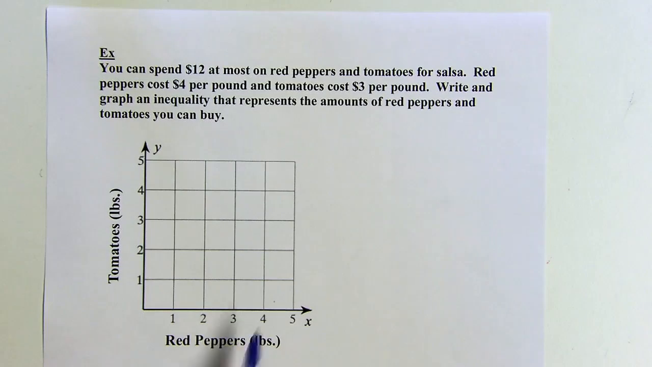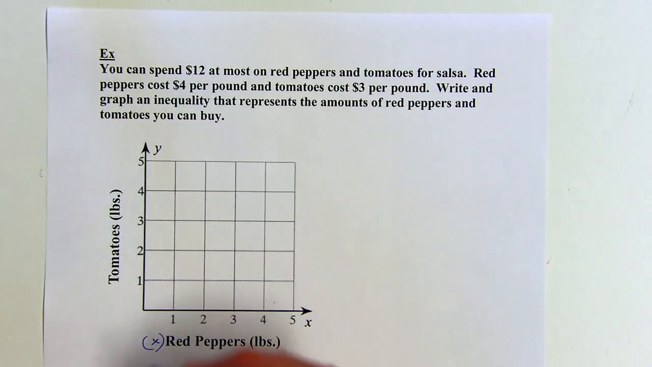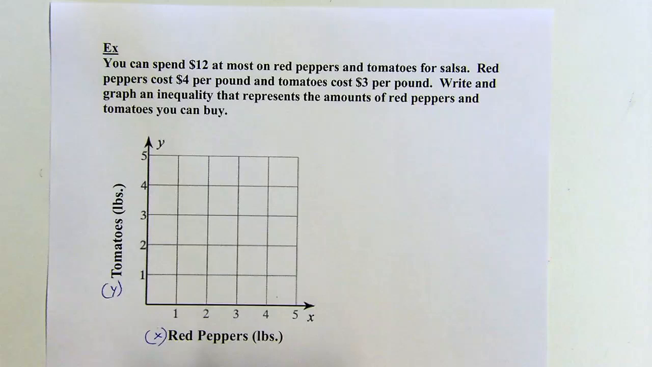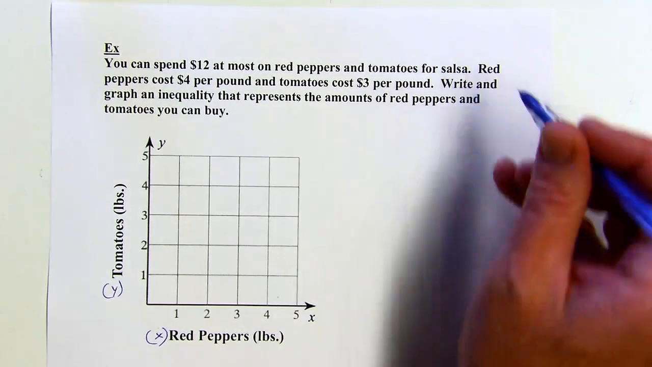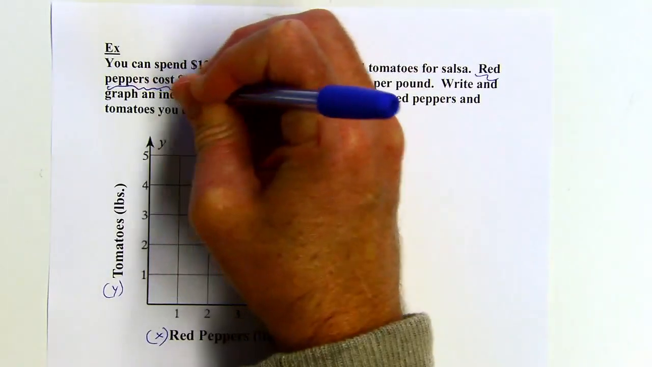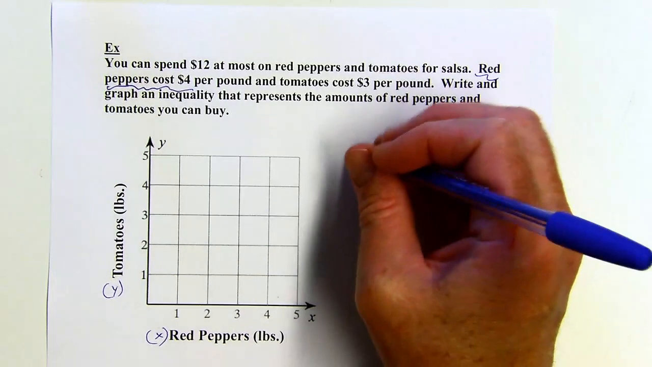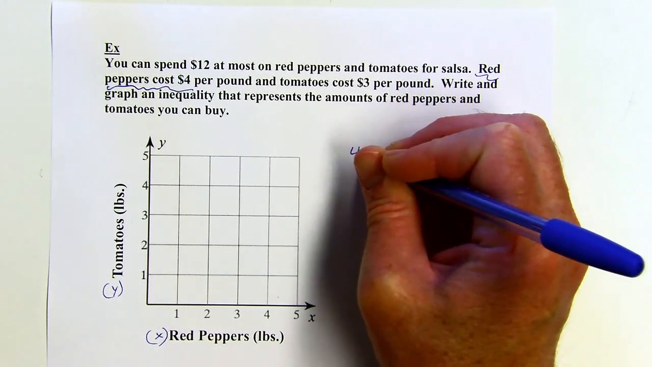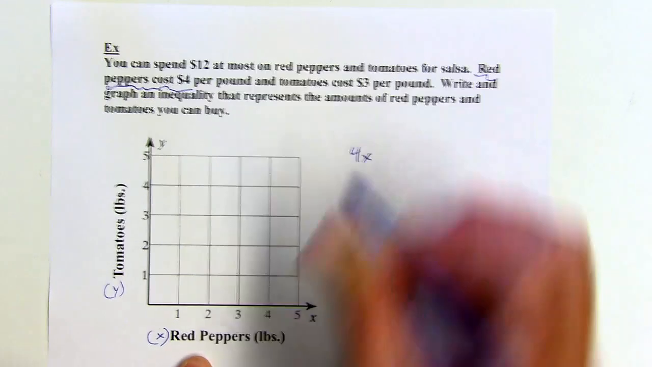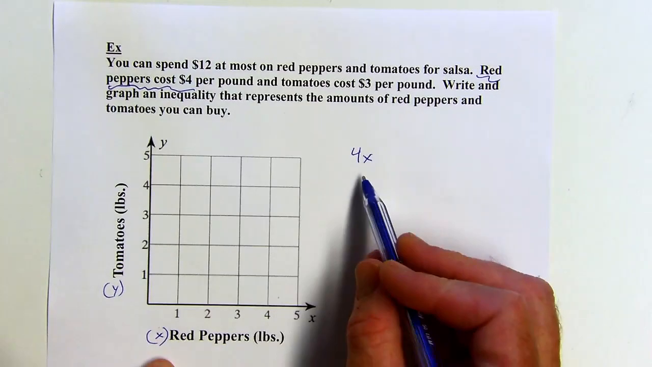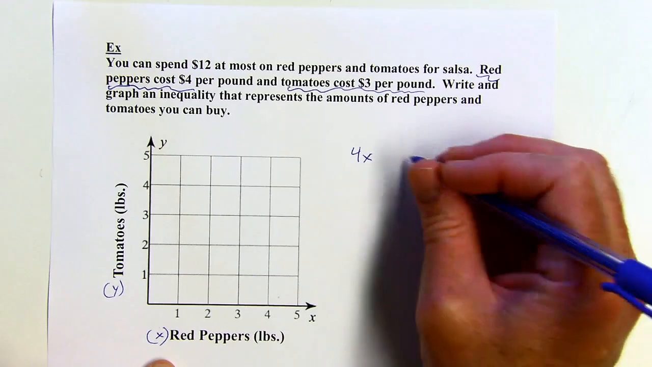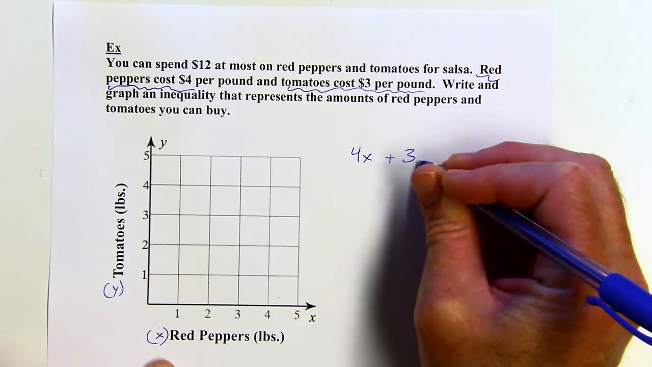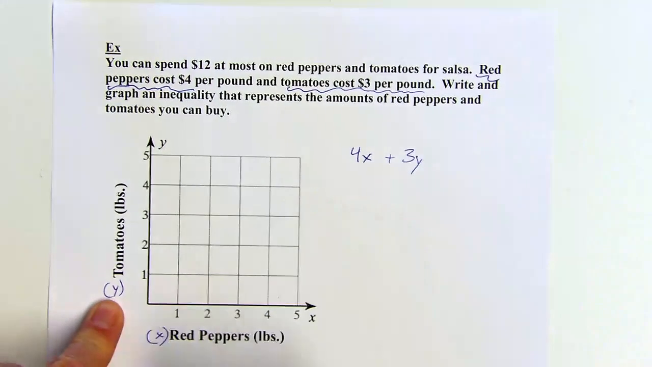Well, I can see red peppers is on the x-axis, so let's have this be our x, and then tomatoes is on the y-axis, so tomatoes can be the y, okay? So let's think about how much this is going to cost. Red peppers cost $4 per pound, okay? So for each pound of red peppers, and x is the pounds of red peppers, we're going to have to spend $4, right? And then the tomatoes are $3 per pound. And pounds of tomatoes are y.